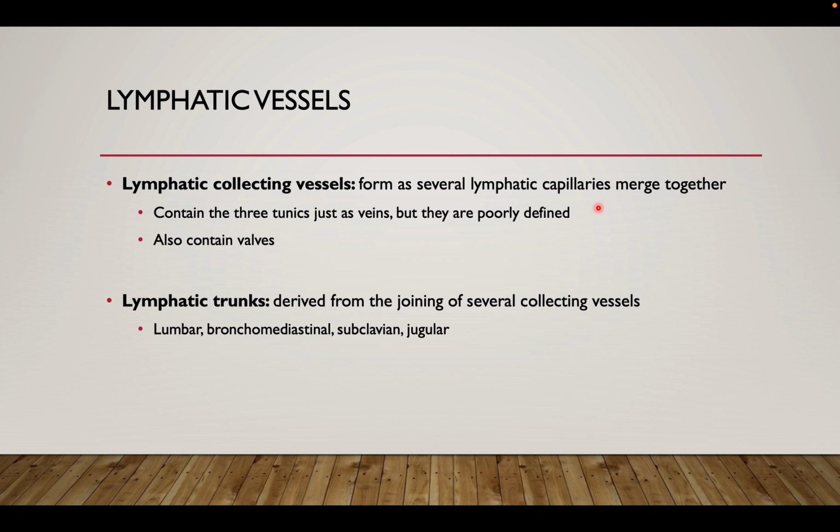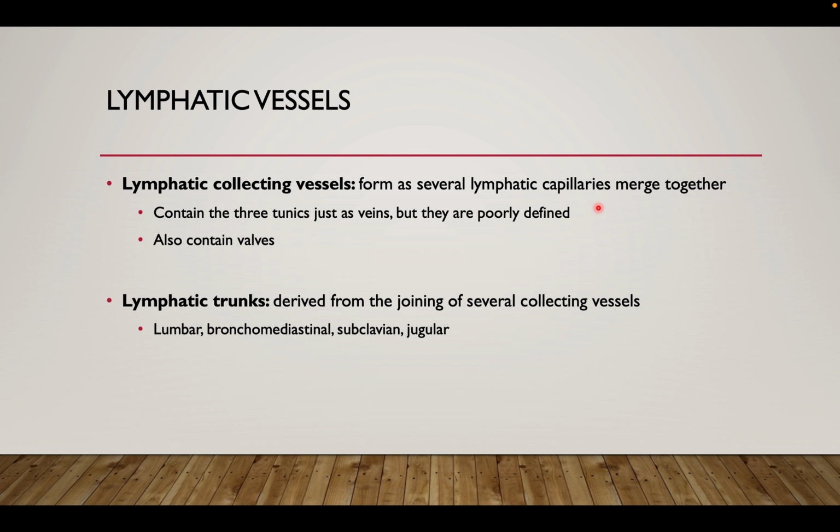So we have a hierarchy of lymphatic vessels. Just like the arteries and veins, remember we had larger arteries and then we had smaller distributing arteries, and then we had arterioles, and then got all the way down to metarterioles and capillaries. Well, we have a similar type of hierarchy with our lymphatic vessels. So we started with capillaries, right?